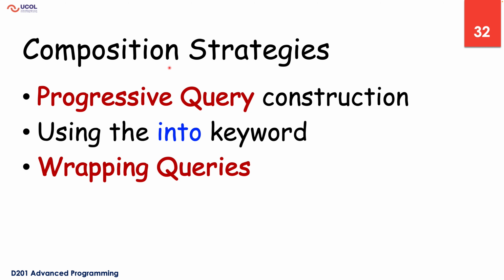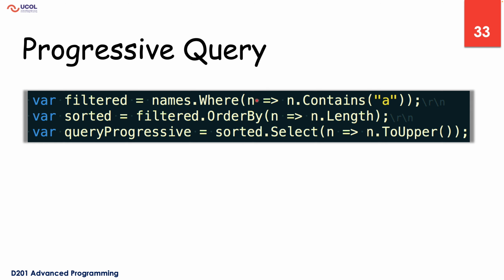So we have a composition strategy: progressive query construction using the into keyword, or we can wrap the queries. We can combine different queries together, progressively developing things, just like we have developed filtered equal to this, then sorted, then the query progressive. So we can say select, sorted, selected. We apply a step-by-step process.